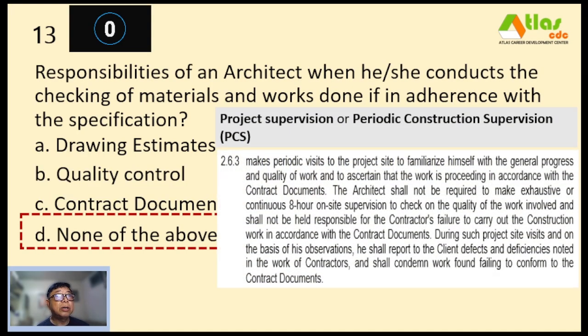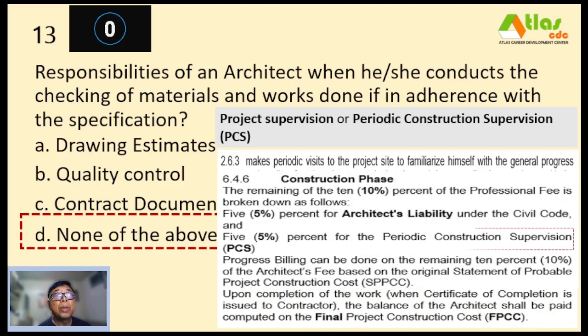So the correct term is project supervision or the periodic construction supervision or PCS, wherein the architect, as per document 202, makes periodic visits to the project site to familiarize himself with the general progress and quality of work and to ascertain that the work is proceeding in accordance with the contract documents, including the specifications. So according to the architect's guidelines for the construction phase, we have the PCS as the periodic construction supervision.